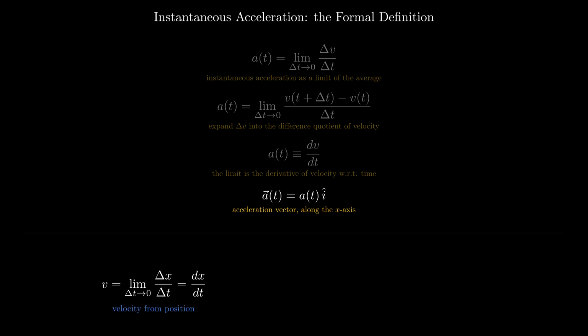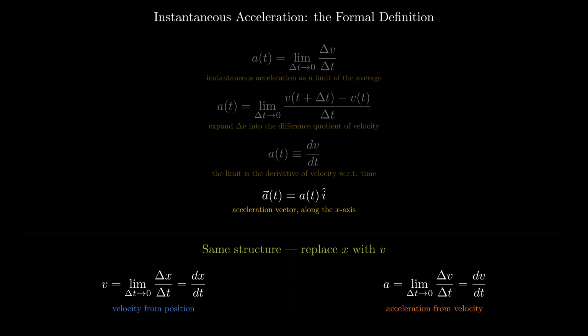Notice how this parallels the way we defined instantaneous velocity. We simply replaced position with velocity in the difference quotient, applied the very same limit, and out came acceleration. The mathematical machinery is identical, only the physical quantity being differentiated has changed.